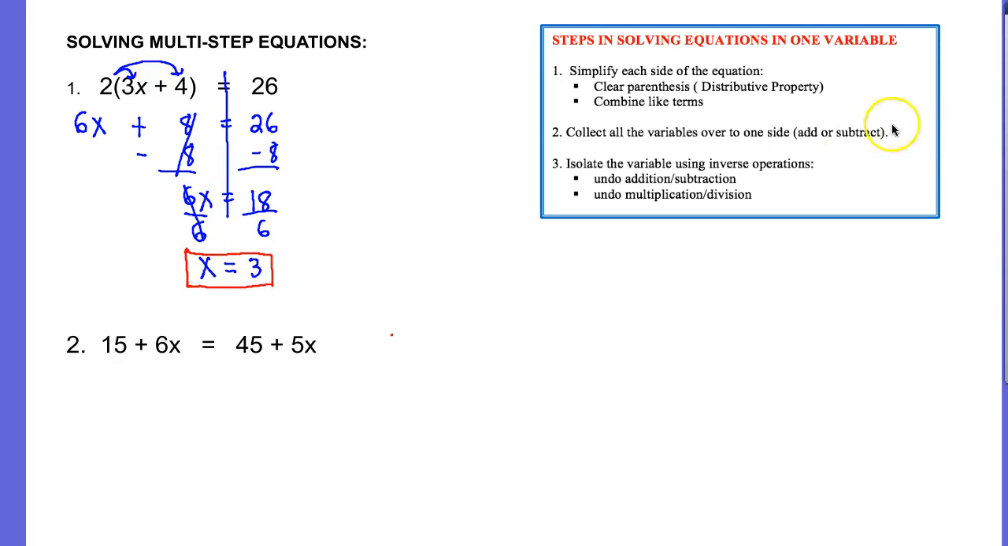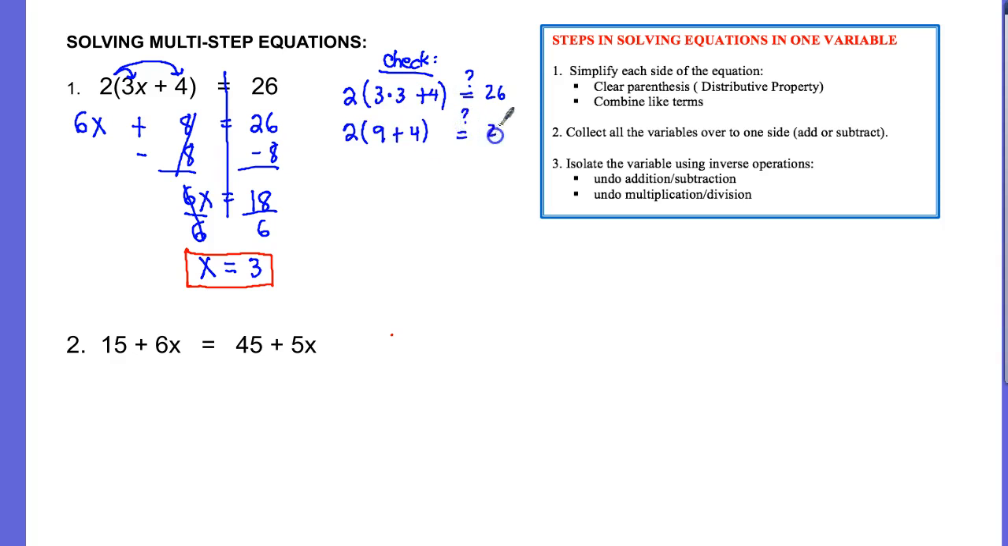So again, I'm just gonna do my check over here quickly. So x equals 3. To check, I will plug in 3 wherever I see x. So this is 2 times 3 times 3 plus 4. Does that equal 26? So you're gonna use order of operations. So 2 times 3 times 3 is 9, and then plus 4.